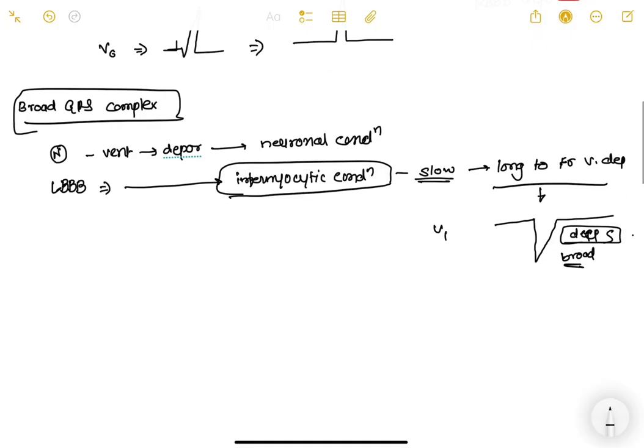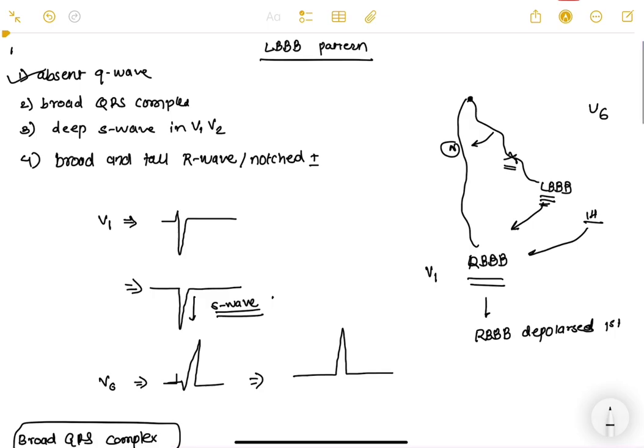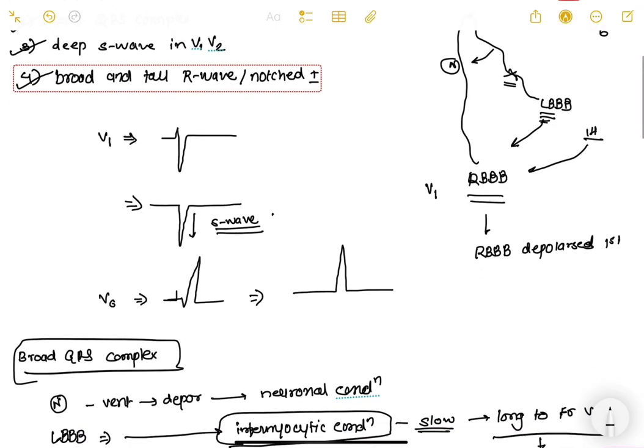On the other hand, in V6, what will we get? Absent Q waves, and a tall R wave. Sometimes what we get in V6 is a notched QRS complex. Now we have covered all these points. Broad QRS complex due to ventricular depolarization with the intermyocytic conduction. Deep S wave due to longer time, and broad R wave due to longer time.